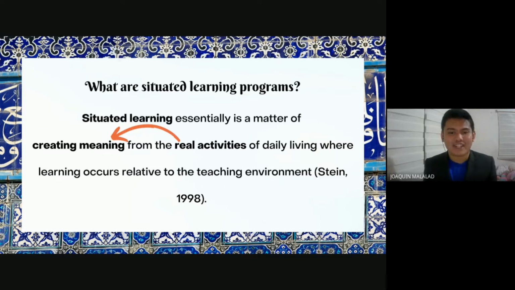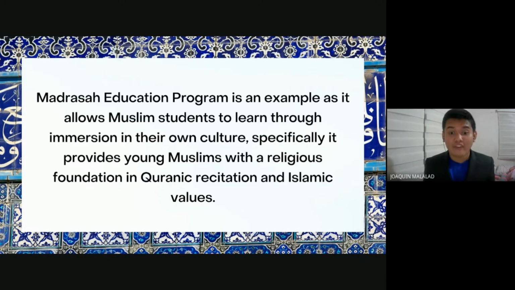In this matter, the situated learning experience should encourage students to tap into their prior knowledge and to challenge other members of the community. One of the examples that we will discuss today is the Madrasah Education Program, which is dominant in the southernmost part of the country, particularly in Mindanao, which allows students under the Islam demographic to preserve their identity as a community.